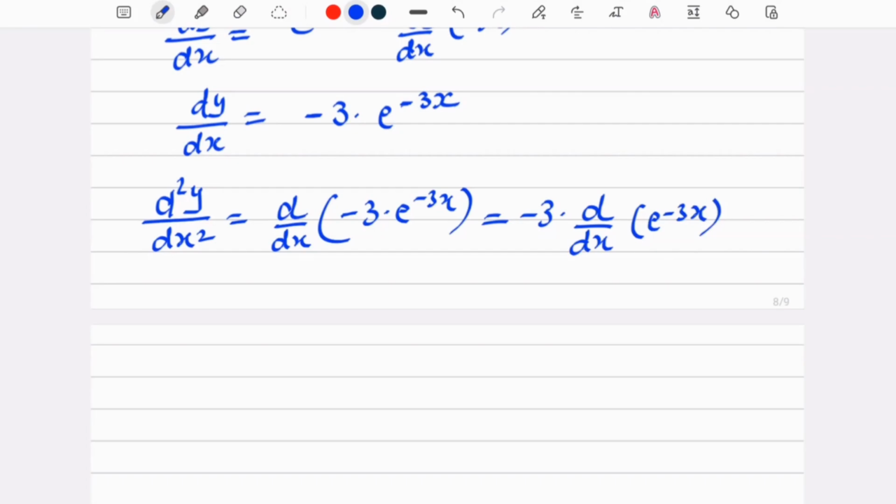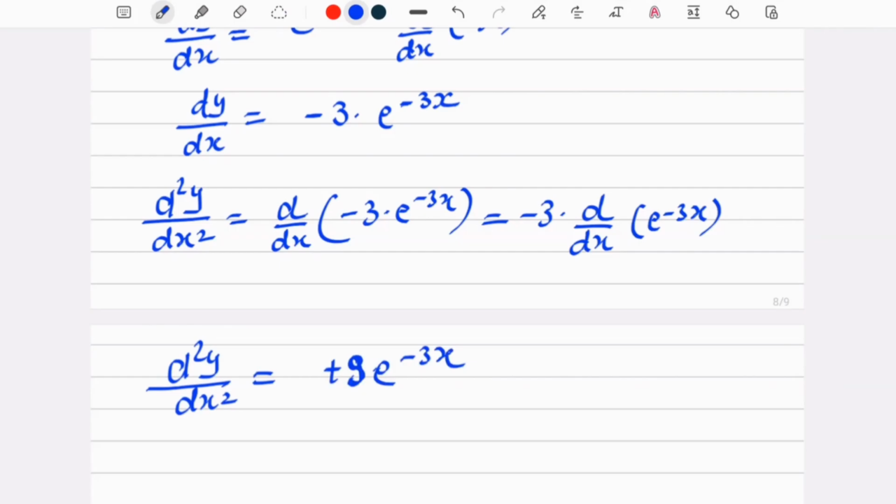Yes or no? Yes, sir. So d square y by dx square will be what? 3 e raised to power minus x into minus 3, and minus 3 again by the differentiation. So it will be plus 9, 9 e raised to minus 3x.